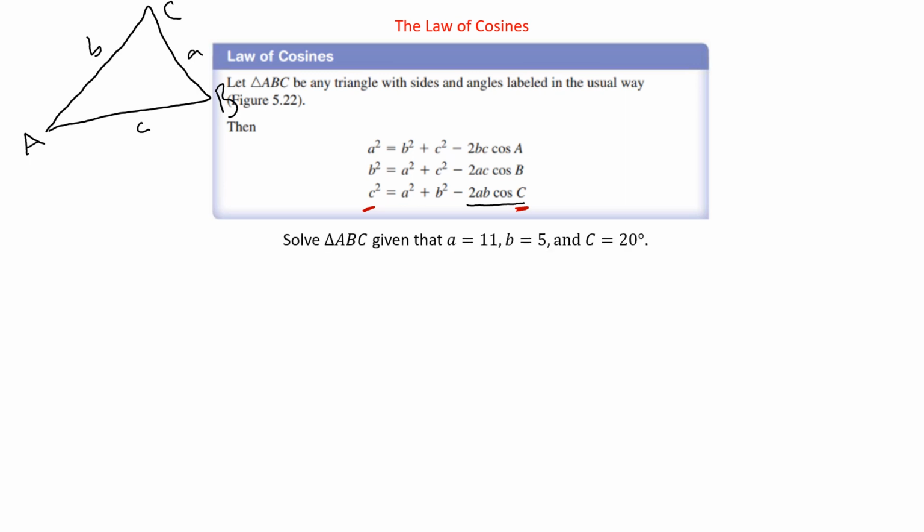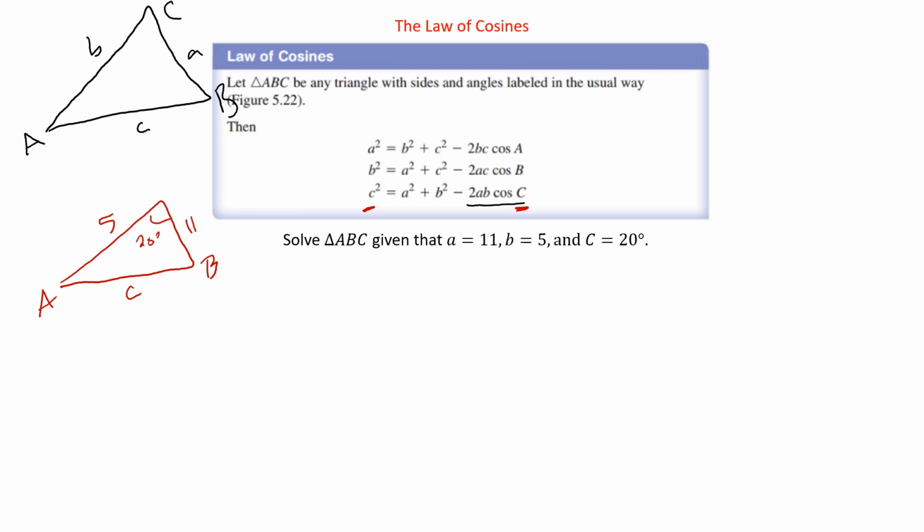So let's look at a problem. We have triangle ABC given that a equals 11, b equals 5, and C equals 20 degrees. I would first draw and label a triangle. So we have a is 11, b is 5, C is 20 degrees. We're going to be finding little c, angle A, and angle B. So the very first thing that we're going to find here is that other side length.